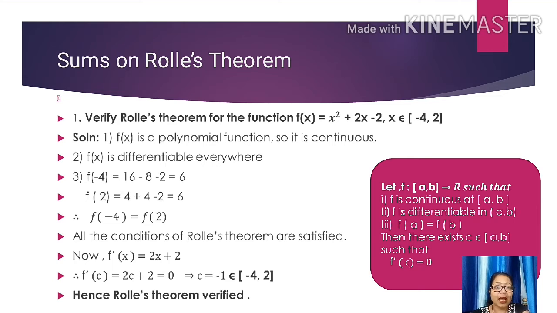So what is f dash x? It is 2x plus 2. So f dash c is equal to 2c plus 2, and that equals 0, so we get c equal to minus 1. Hence Rolle's theorem is satisfied. That means at the point minus 1, f of minus 1, if we draw the tangent, the slope of that tangent is parallel to the x-axis, meaning 0.